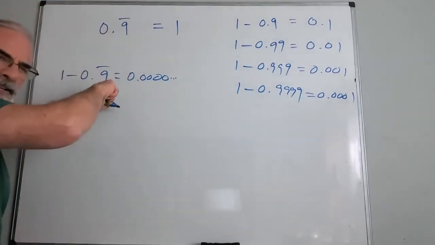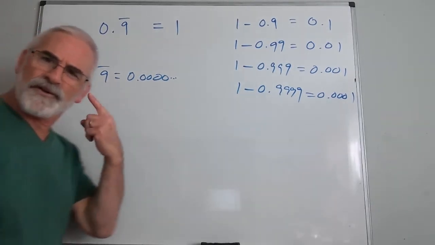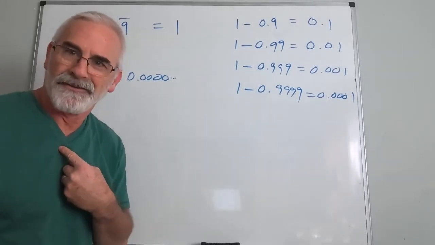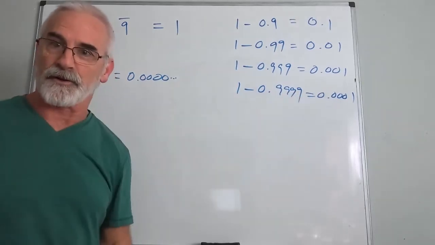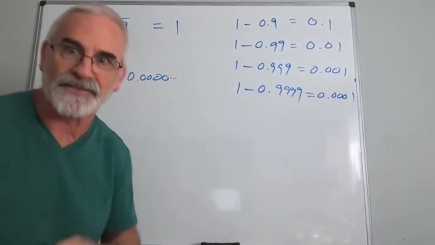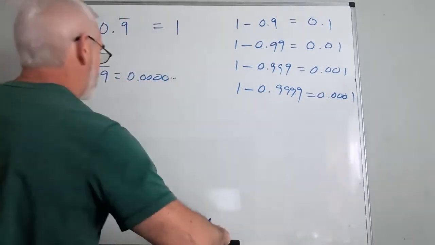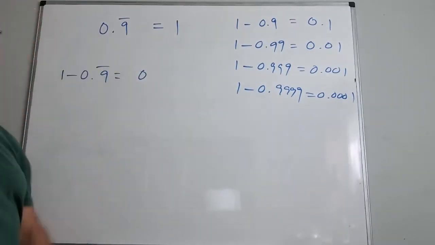Well, exactly how many? Infinitely many. Aren't there infinitely many 9s? So it means there's infinitely many zeros before I get a 1, which means I never get a 1 because there's an infinite number of zeros. It's 0 point with an infinite number of zeros. There is no 1 at the other end because that would mean I'd have to stop. So because this difference is 0, that's the first proof that these are equal.